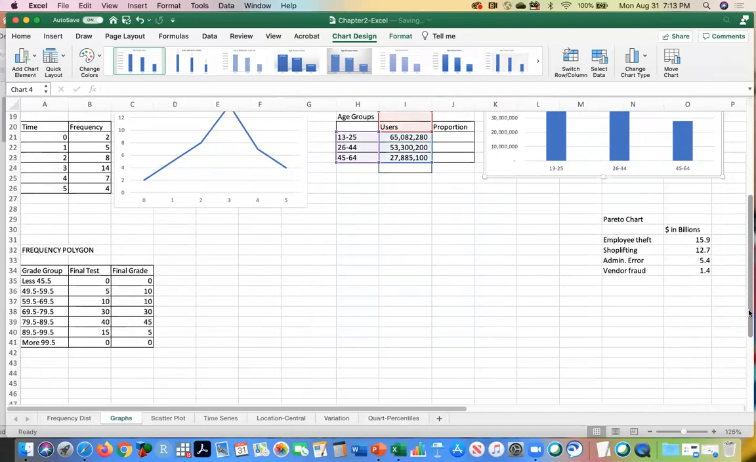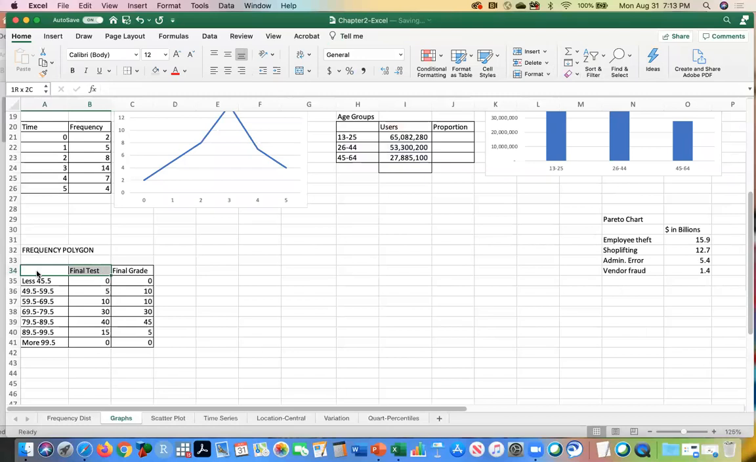We have the Pareto chart. So we have the polygon. So in this case, we can do 2 polygons at once. So let me erase this. We can compare two different data sets. For example, in this case, this is a frequency polygon. We are analyzing information from grades in the final test and grades in the final grade. So this is the final test and this is the final grade.